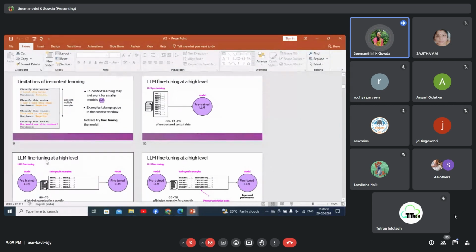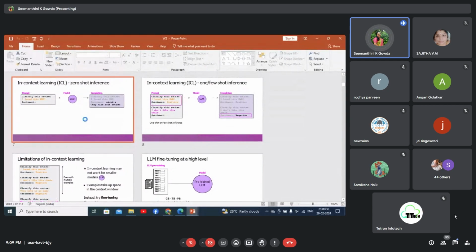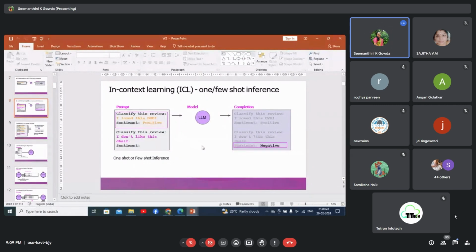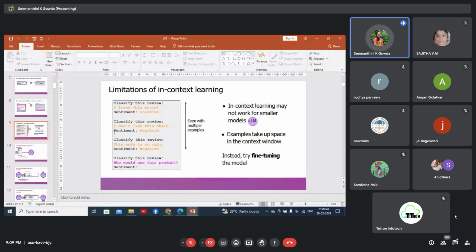In the sense, fine tuning, for example, let us take one example and discuss that. Have a look at this example. For the first input, it is showing positive, and for the second input, it is showing negative. But for some examples, you can take, like, I love this movie, positive. I don't like this chair, negative. My sofa is so ugly, negative. Who would use this product? Can you consider it as positive or negative? Some of the sentences we will not be able to consider as positive or negative.